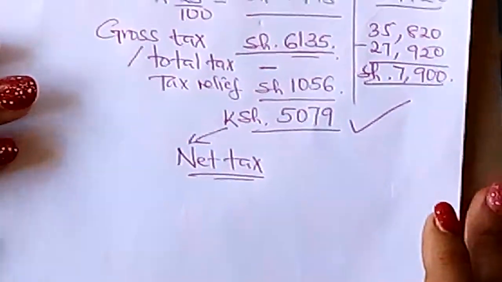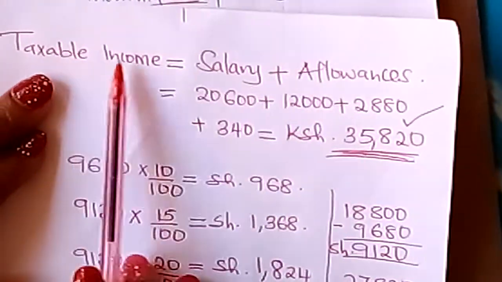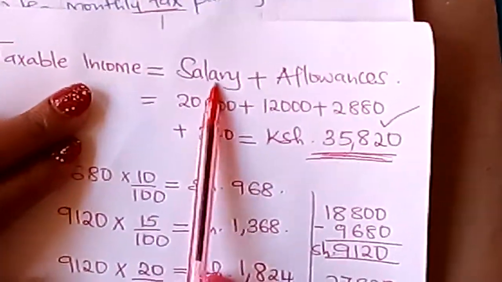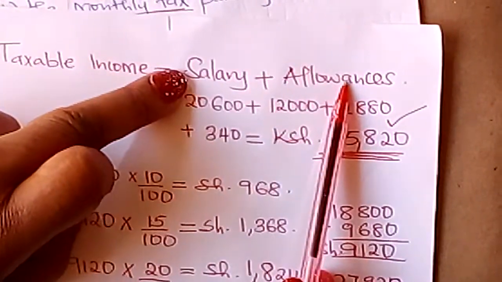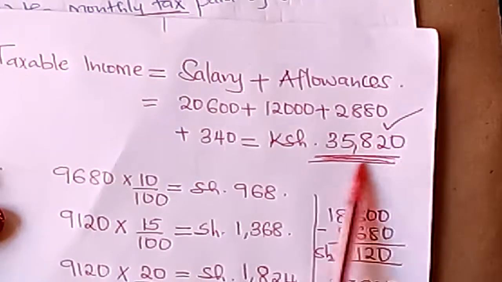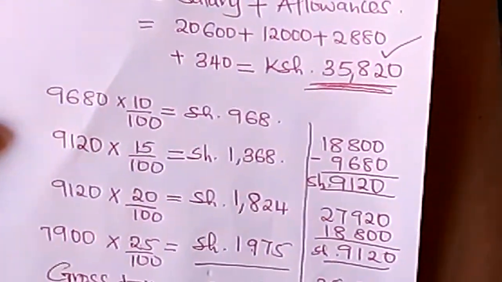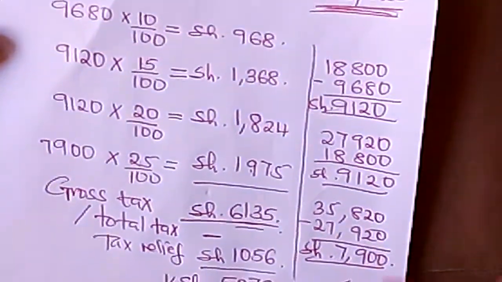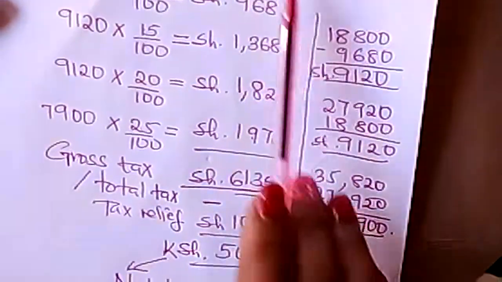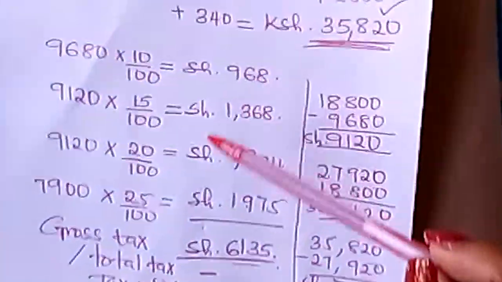So learner, the most important thing is to know how to get taxable income. When you are given salary and allowances, you add the allowances to the salary. Once you get this step here, everything becomes simple. And therefore, I wish you all the best, learner, as you go to look for more examples to do, which just look like what I've just taught.